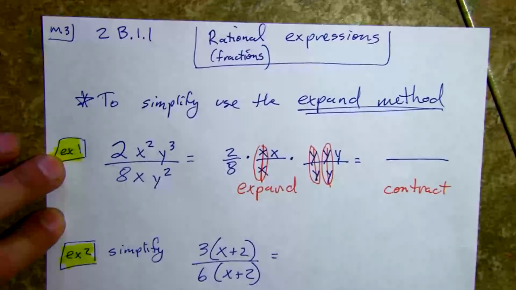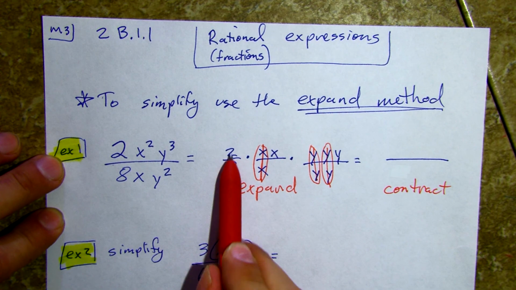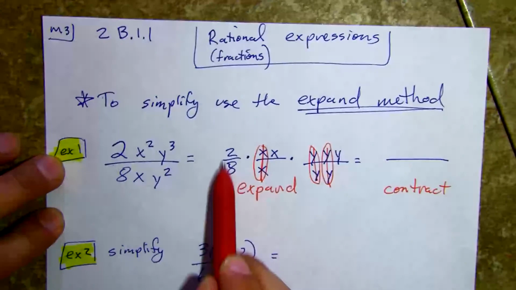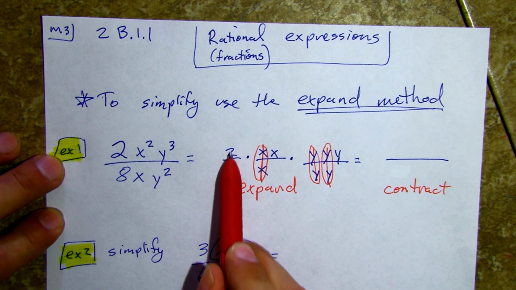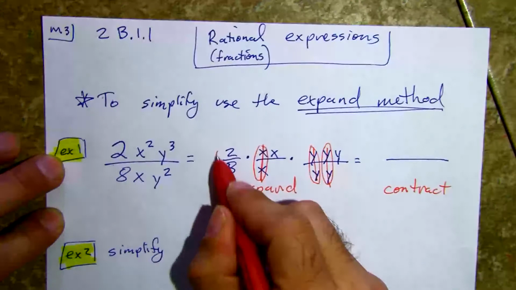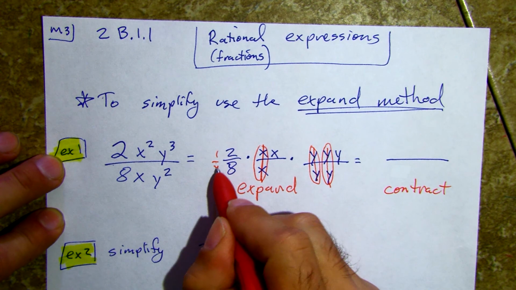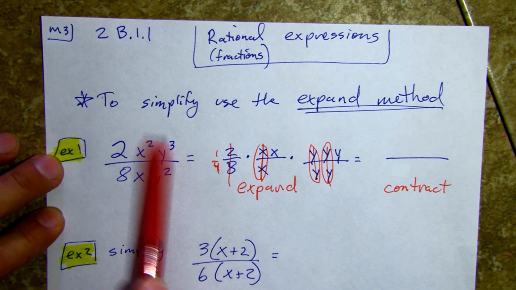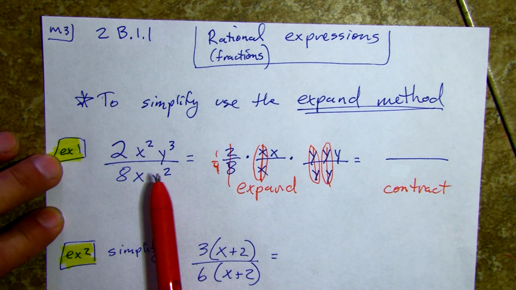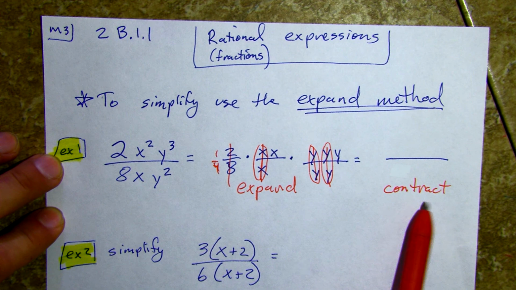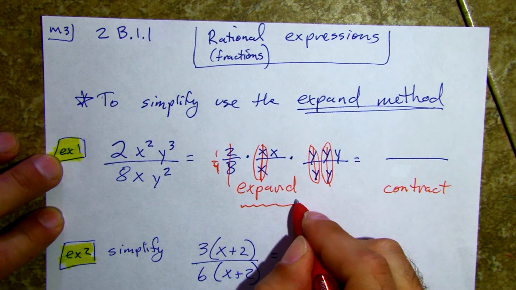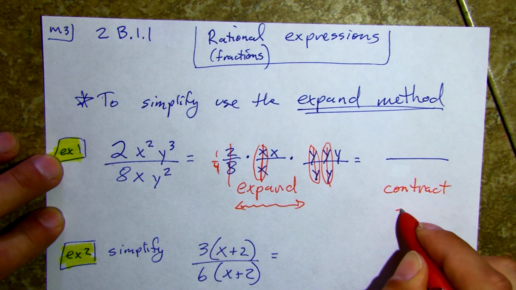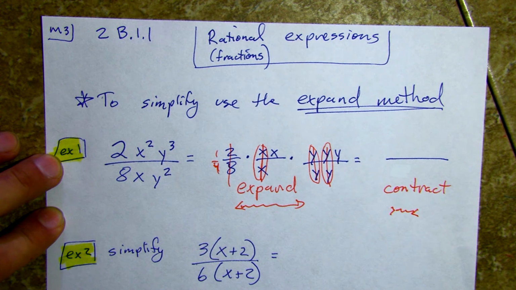And then I look here. I want to reduce this. If I have 2/8, what does that reduce to? They're both even. Let's divide both of them by 2. 2 divided by 2 is 1. 8 divided by 2 is 4. So 2/8 we know is equal to 1/4. So I'm going to go ahead and cancel that 2/8 out. I just reduced it to equal 1/4. Okay. So you expand your rational expression out, and then you contract it. Expand, contract. You expand it out, then contract it in.